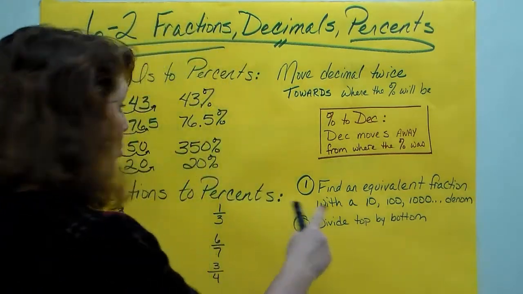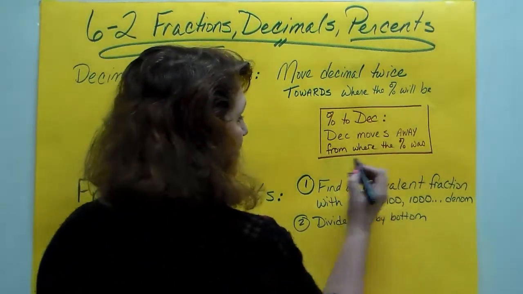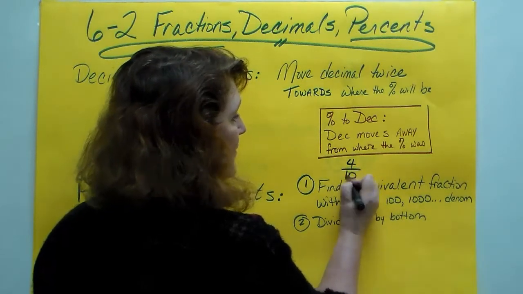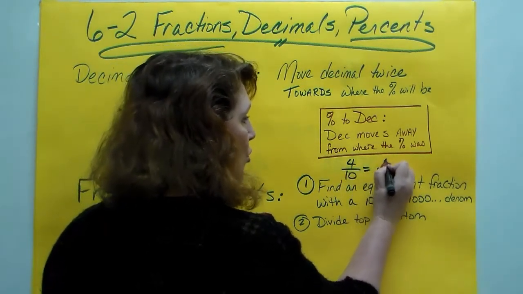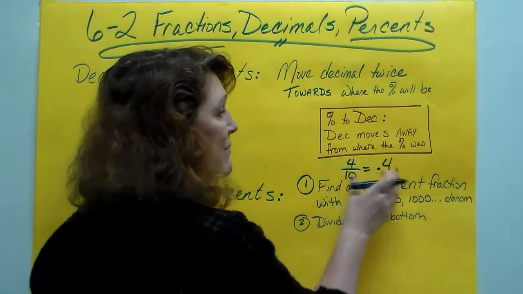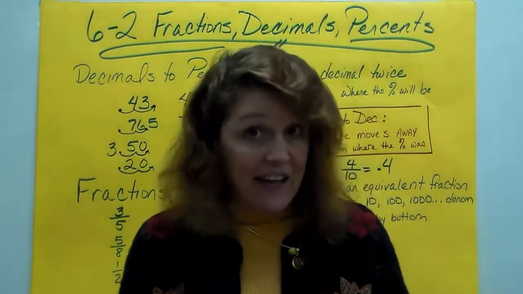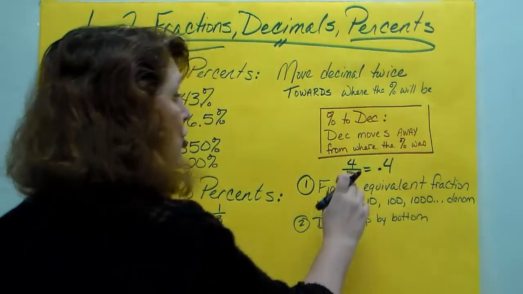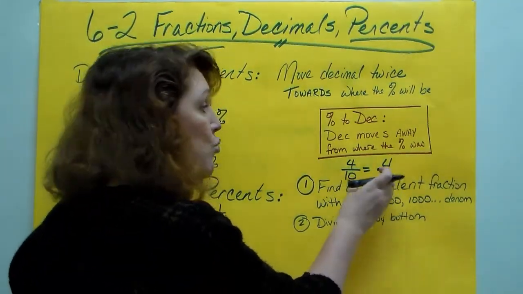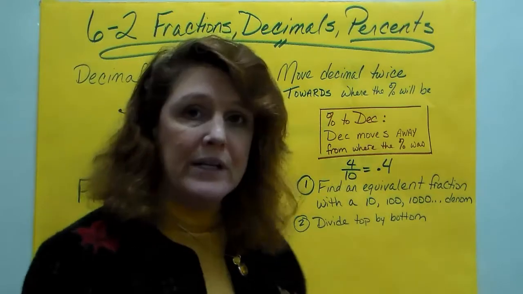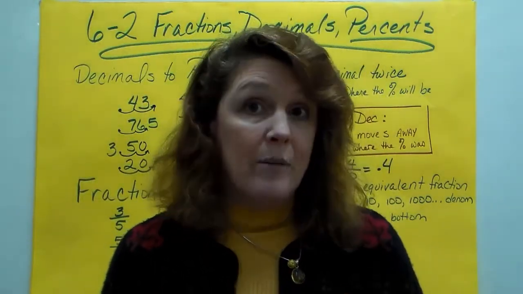So if I have 4/10, I have 0.4. These are the same thing. They're even read the same way. They're read the same way because they're the same thing. So, changing your fractions to decimals is really easy once you get it to this point. The trick is finding a common denominator.